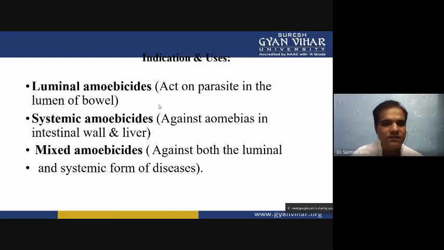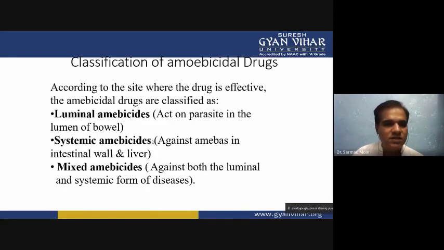So three types of infection can be there. When the infection is in the lumen of the bowel, then luminal amoebicides are used. If the infection is of amoebae in the intestinal wall and the liver, then systemic amoebicides. And when the infection is in both luminal and systemic forms of disease, then the mixed type. So we have to treat both types of disease.